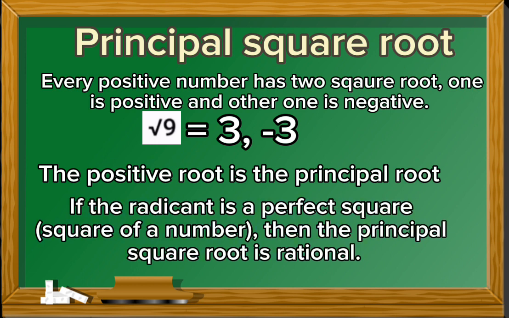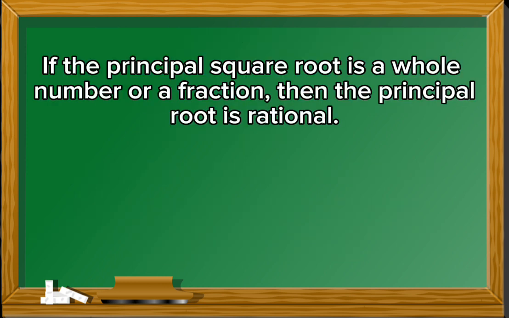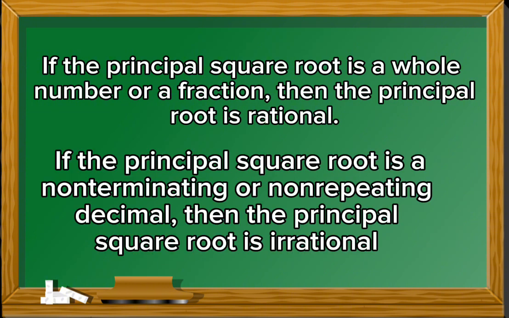If the radicand is a perfect square of a number, then the principal square root is rational. If the principal square root is a whole number or a fraction, then the principal root is rational. If the principal square root is a non-terminating, non-repeating decimal, then the principal square root is irrational.